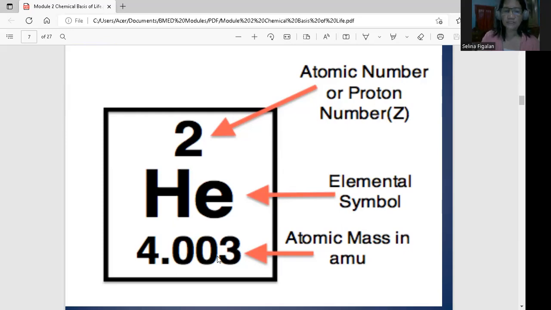Okay, if the atomic mass is 4, rounded off to a whole number, then the atomic number here is 2, which means the number of neutrons here is 2. Because 4 minus 2 is equal to 2, which means that the number of neutrons is 2.